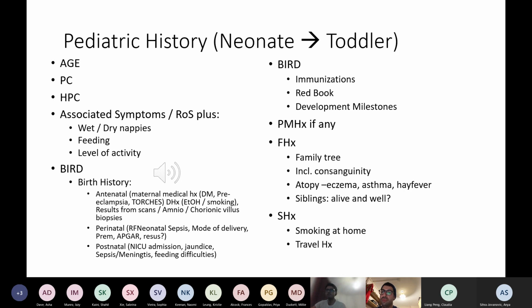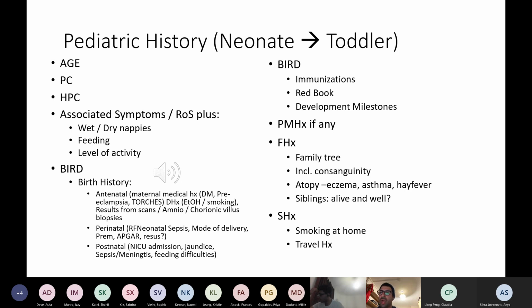We need to know if the mum smoked at all, if they had any drug history. We need to know if they had any scans, so amniocentesis and chorionic villus sampling, basically if they have investigated for Down syndrome or any other inherited conditions, not inherited, but anything that could be genetic.